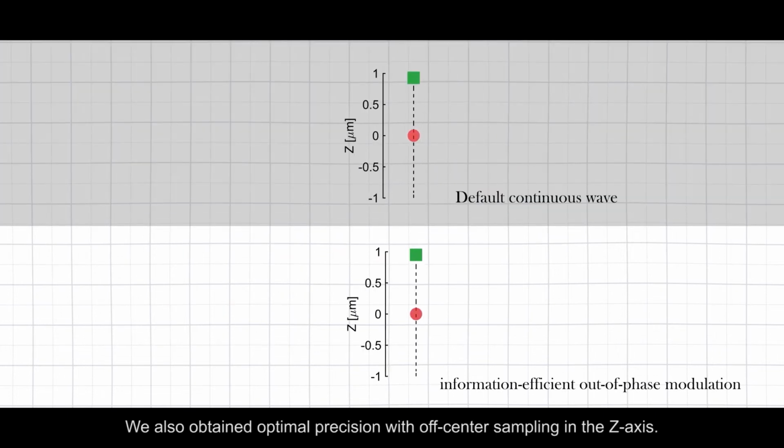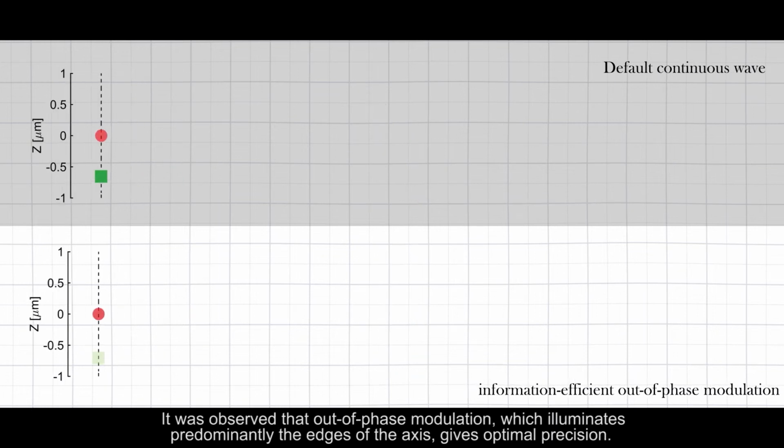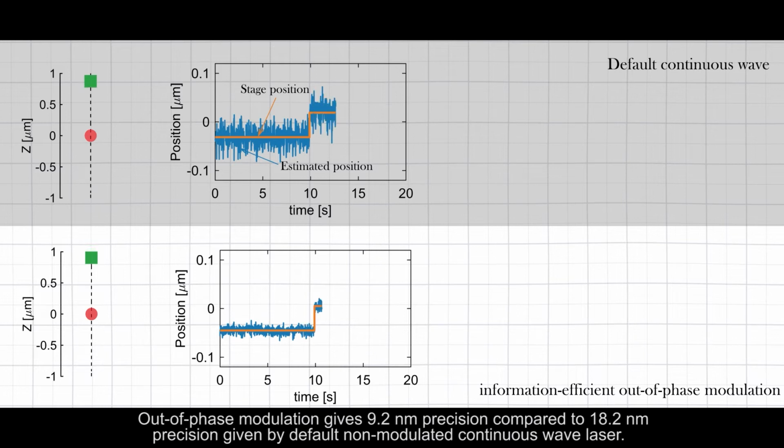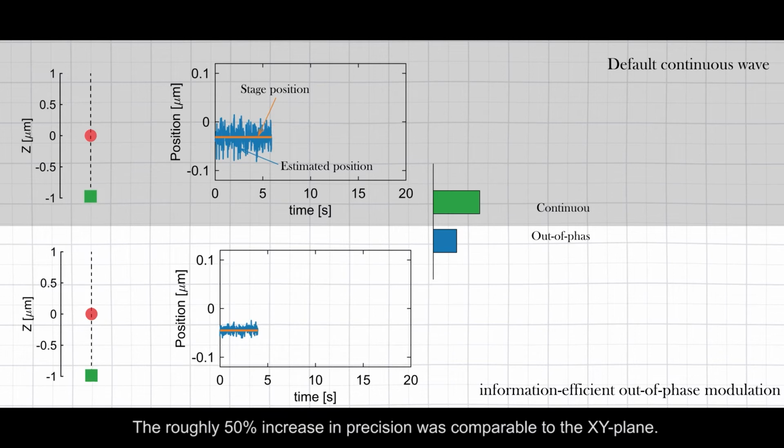We also obtained optimal precision with off-center sampling in the Z-axis. Real-time laser modulation with custom phase delay was performed to obtain different photon arrival distributions along the Z-axis. It was observed that out-of-phase modulation, which illuminates predominantly the edges of the axis, gives optimal precision. Out-of-phase modulation gives 9.2 nanometer precision compared to 18.2 nanometer precision given by the default non-modulated continuous wave laser. The roughly 50% increase in precision was comparable to the XY plane.